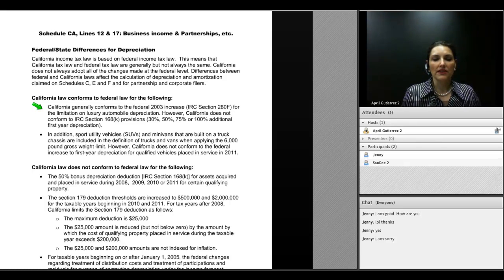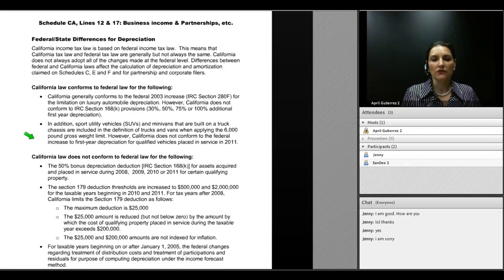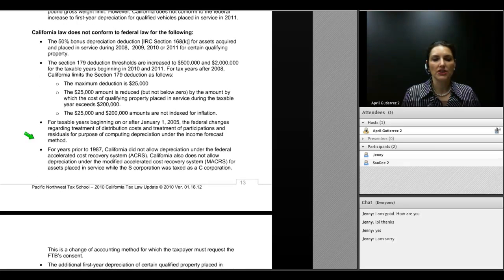In addition, sport utility vehicles and minivans that are built on a truck chassis are included in the definition of trucks and vans when applying the 6,000-pound gross weight limit. However, California does not conform to the federal increase to first-year depreciation for qualified vehicles placed in service in 2011. So here are a bunch of other areas of depreciation where California does not conform to the federal. And as I said, these are not new, but they're certainly things that tax practitioners should be aware of, because if you do a business tax return, you're probably going to have to be making adjustments in your software entries to account for these differences.